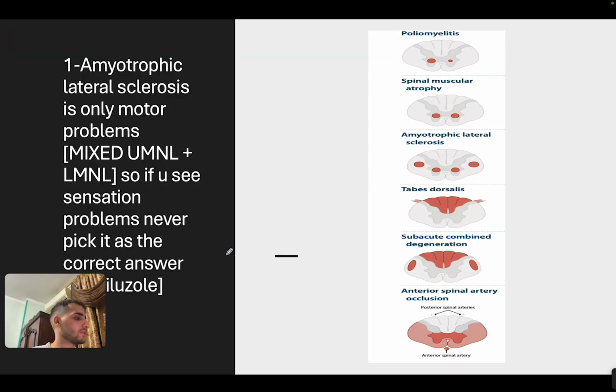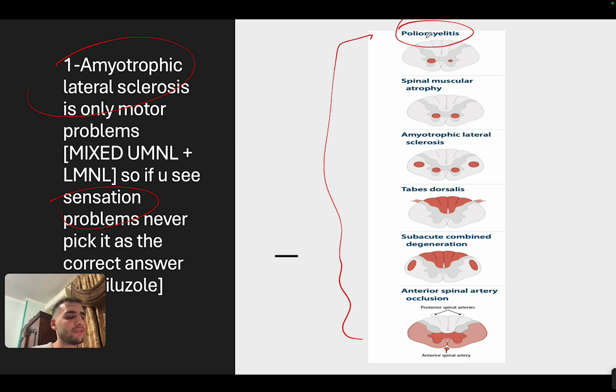So let's start. The first high yield concept is that amyotrophic lateral sclerosis will always be an old person, maybe 50 or 60, presenting with pure motor lesions, either upper motor or lower motor, or usually mixed in the exam. And if you see any sensation problem, you never pick it, because it would never present with a sensation problem. Now here are most of the diseases that affect the spinal cord.